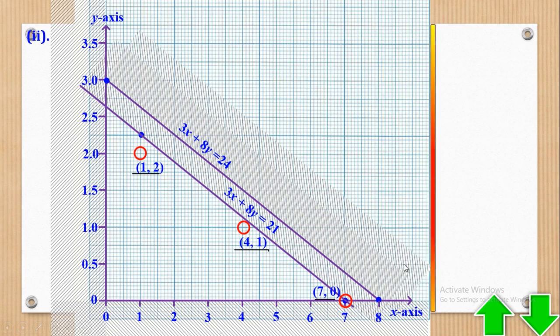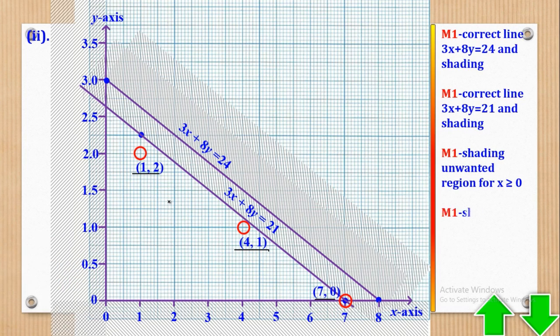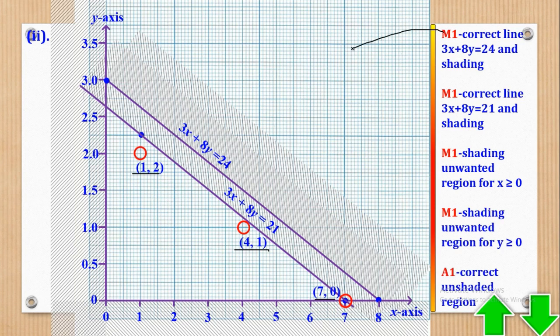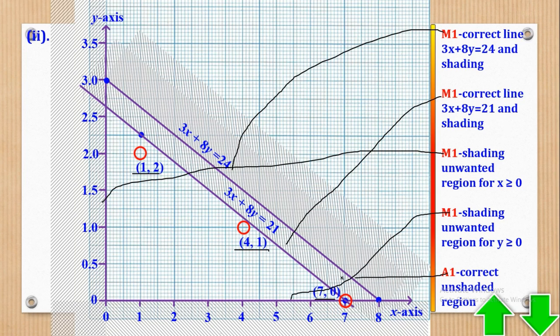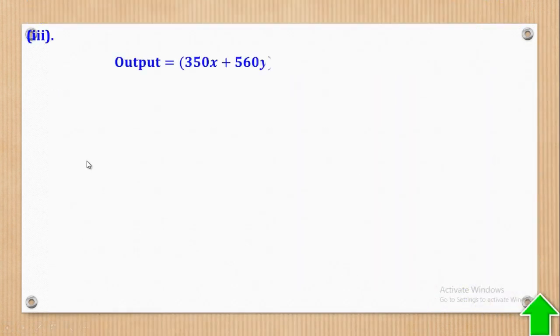So before we go to the next slide, let's see how much can be awarded for this part. M1 for the correct line with the correct shading, this one for the correct line with correct shading, this one for the unwanted region for x greater than that, and this one also for shading the unwanted region for this. Then A1 for the correct region, so when this region is correct, that is A1. Now remember, for part B we are going to use these 3 points which we have got because they wanted maximum profit.